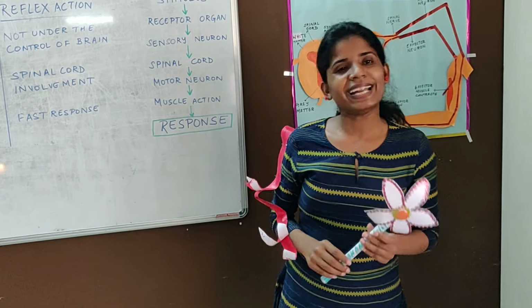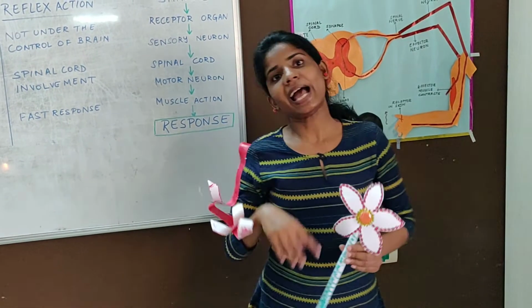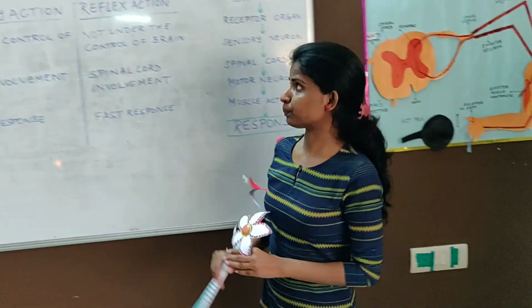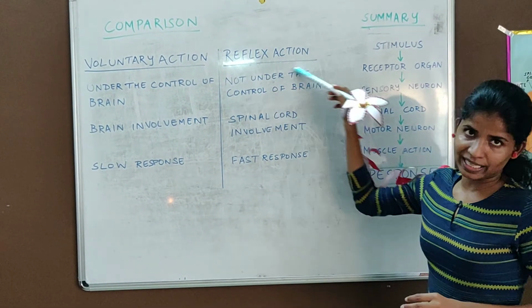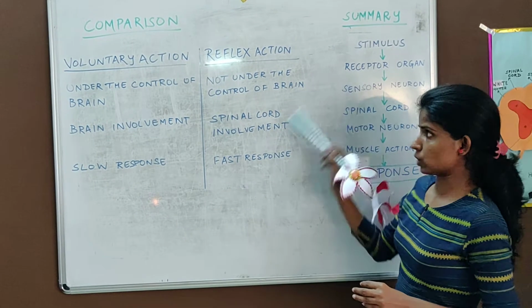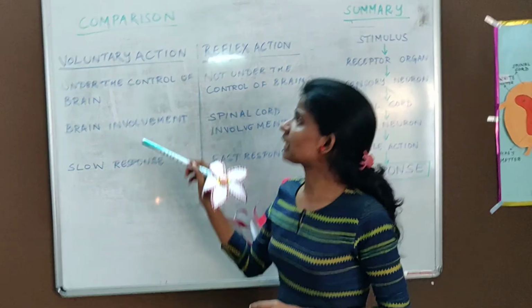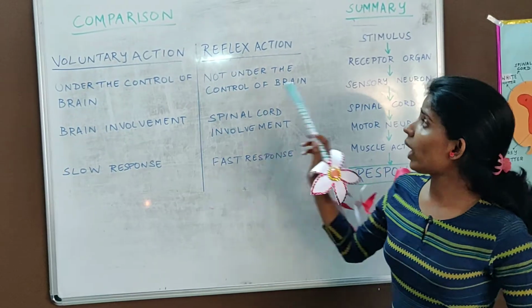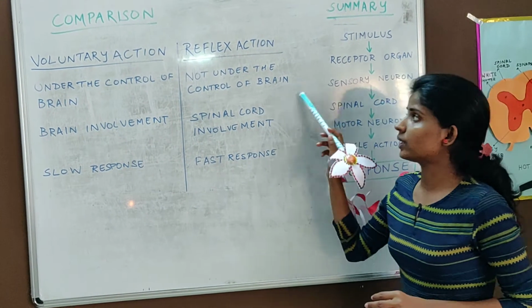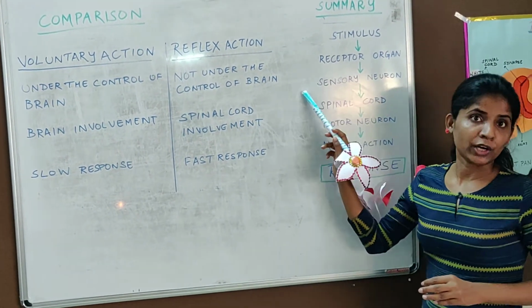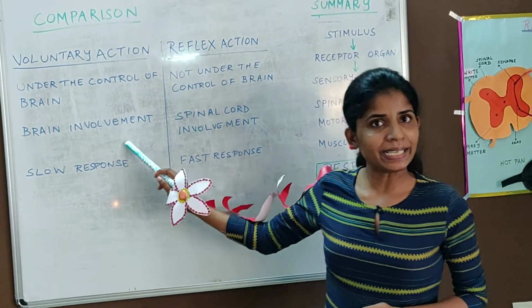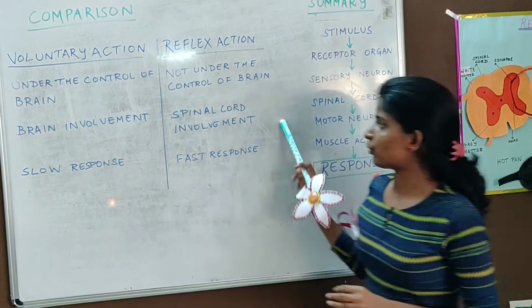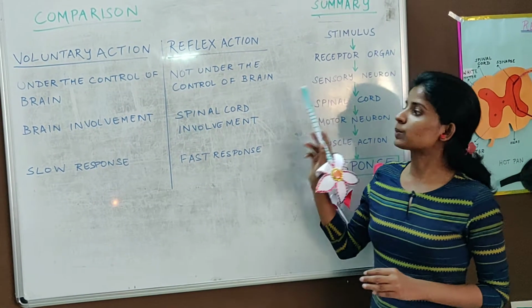Now let us see the difference between voluntary action and reflex action. The reflex action is an involuntary action. Voluntary actions are under the control of the brain, whereas reflex action is not under the control of the brain but is in the control of the spinal cord. So in voluntary action there is complete involvement of the brain, and in reflex action there is involvement of the spinal cord.